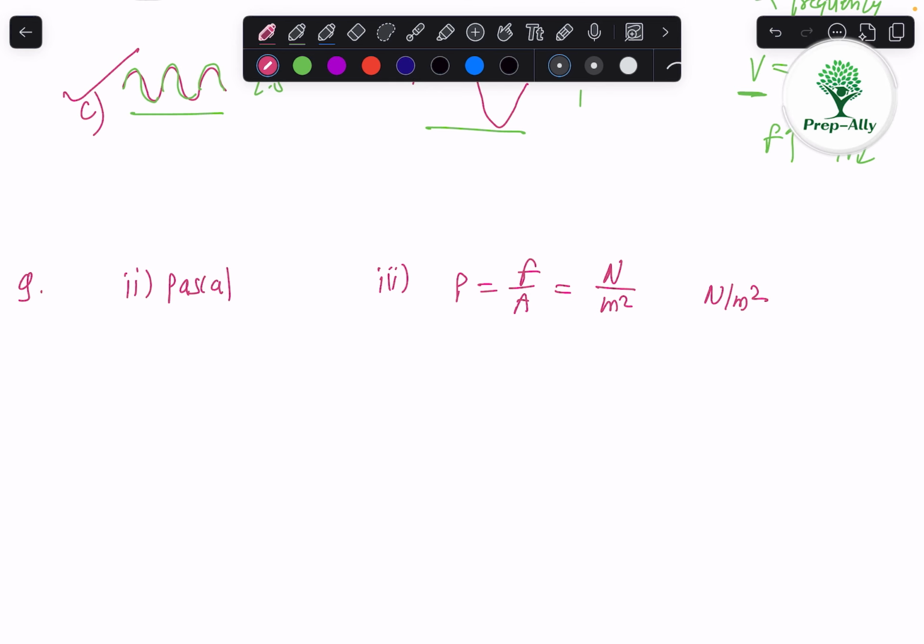And the first one is not correct because it should be Newton per meter square and not kilogram per meter square. Kilogram per meter square is not the same as Newton per meter square because kilograms and newtons are different. So the first one can't be correct. So second and third only are correct. So option number B says that. So B is the correct answer.